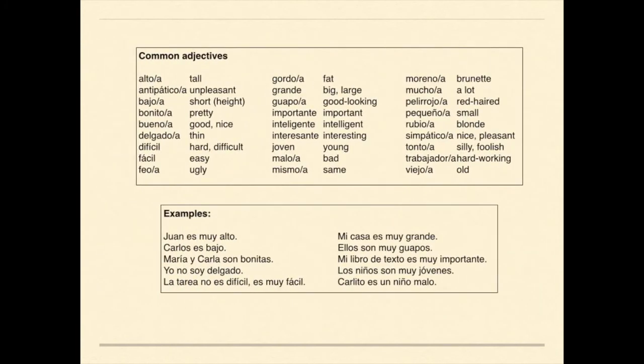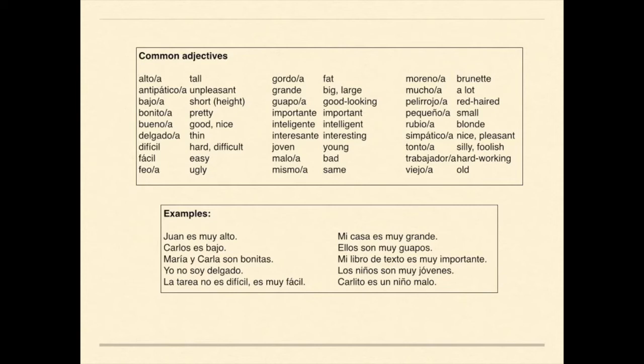Moving along, here are some common adjectives. These you will need to memorize. You'll notice alto and alta have both masculine and feminine forms. Likewise, they have singular and plural forms. So we could have alto, altos, alta, or altas. So four possibilities. And the same with antipático, bajo, bonito, bueno, and delgado.